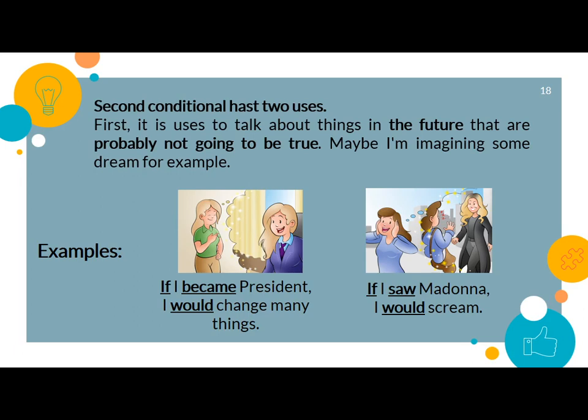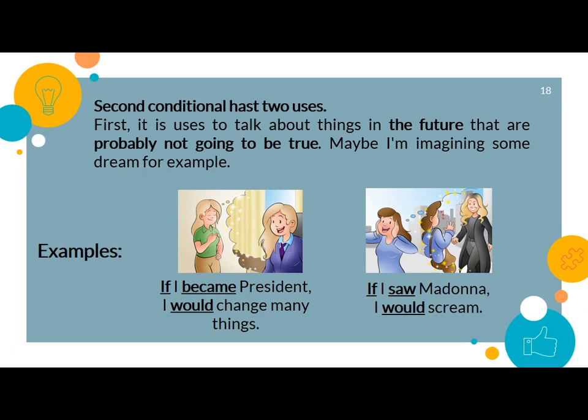The first example: if I became president, I would change many things. You're talking about something that is probably not going to be true. Can you be the president? Maybe in the future, but probably not going to be true. Probably. That's what we have, the word probably. So if I became president, I would change many things.